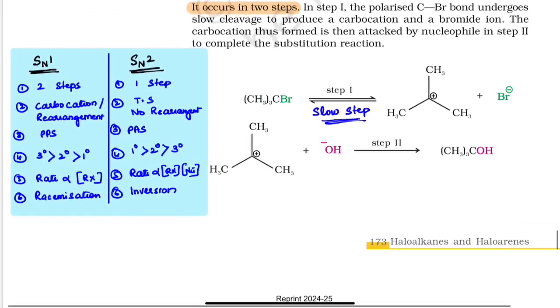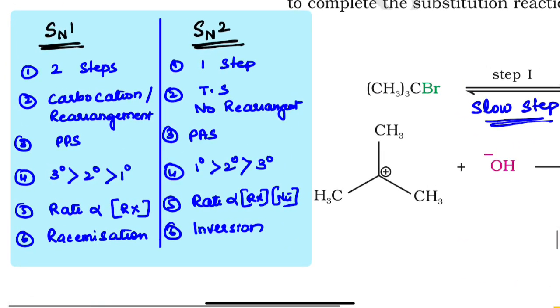I have written the difference as well. You can go through this. SN1 takes place in two steps. SN2 takes place in one step. And here SN1 proceeds through carbocation formation. Whenever a carbocation is formed, you have to check for rearrangement. SN2 goes through a transition state which is highly unstable, and here there is no rearrangement. And in SN1, a polar protic solvent will be used, and here a polar aprotic solvent will be used.